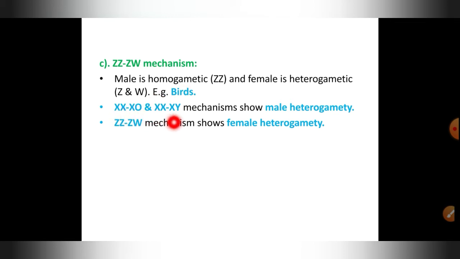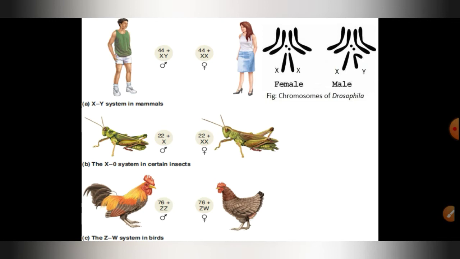XXXO and XXXY mechanisms show male heterogamety. That's what I told you. In these two types, male will be heterogametic. That means males will have two different types of gametes or chromosomes. Only in the ZZ and ZW type, female is heterogametic.